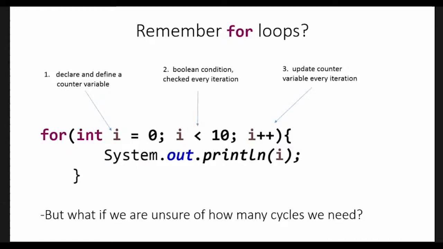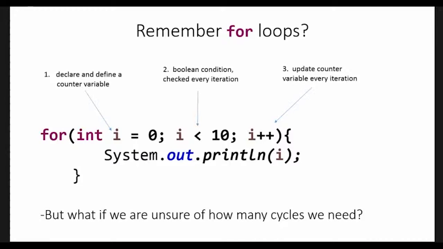Now, there's one issue with this, and that issue is, what if we're unsure of how many cycles we want to do? What if we're unsure of how many cycles we need? Now, an instance of this situation in real life would be, let's say you're going to the bathroom, and there's someone in the bathroom. Now, you don't necessarily know how long they're going to be in there for, doing whatever they're doing. All you have to do is wait until they leave, right? So this is kind of an instance of a situation where you don't know how long you're going to be waiting. You just know you have to wait until something happens, right?